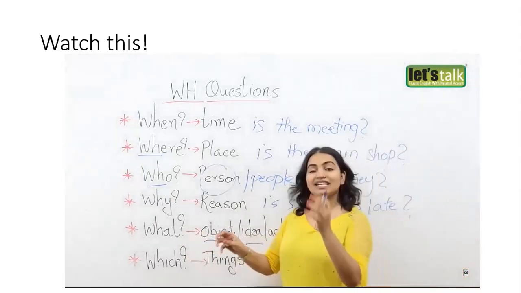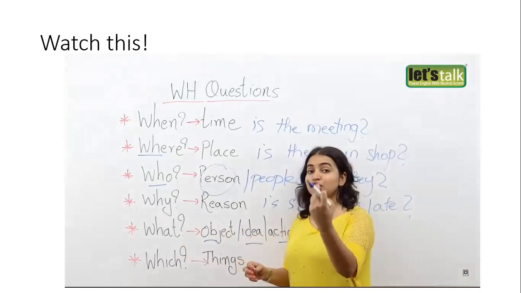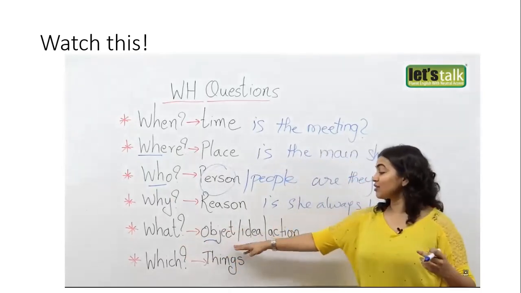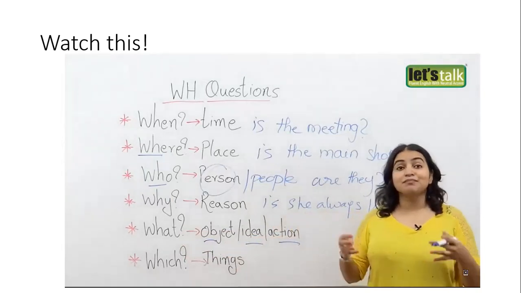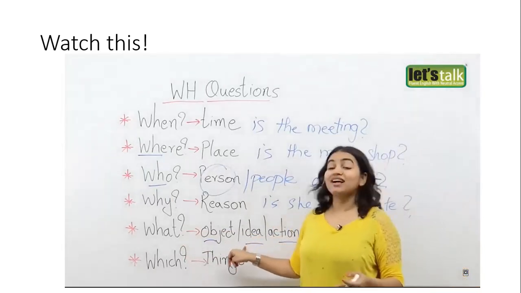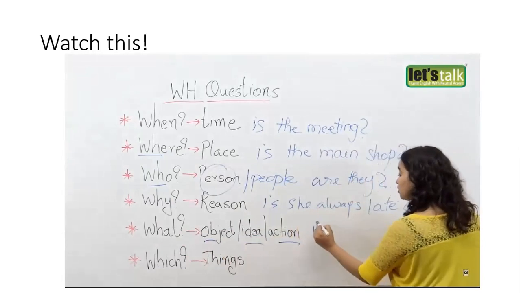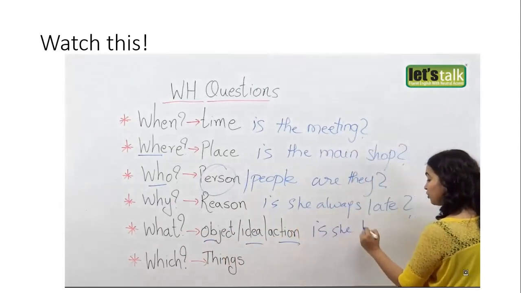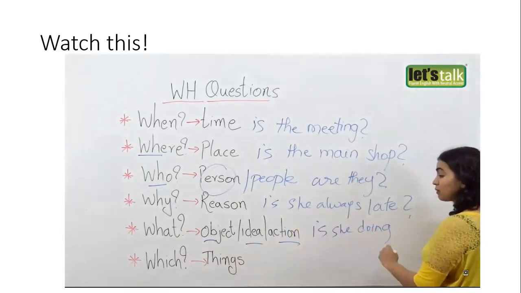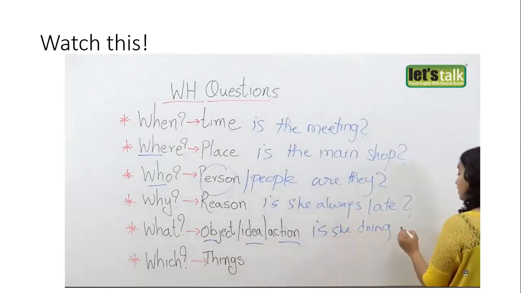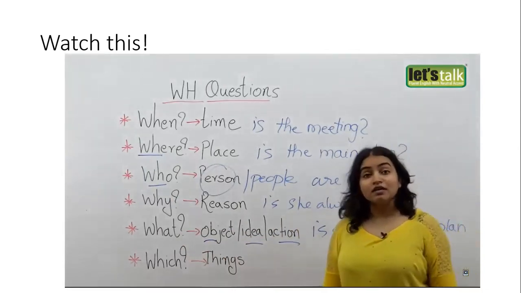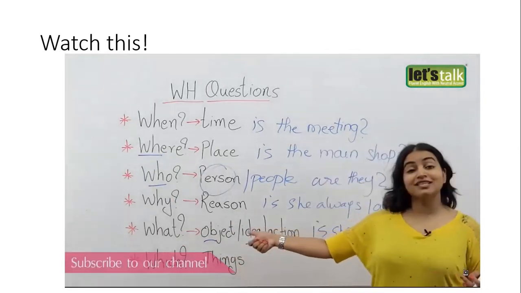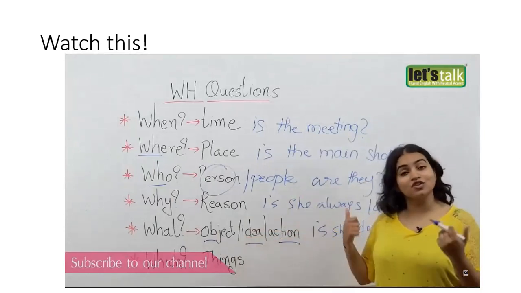We're talking about a specific thing that a person is doing. So it could be an object or an action. Or I could say, what is the plan? I talk about an idea. So I could say, what is she doing? When I talk about an action. Or I could say, what is the plan for today? When I talk about an idea. So what talks about an object, an idea, or an action?